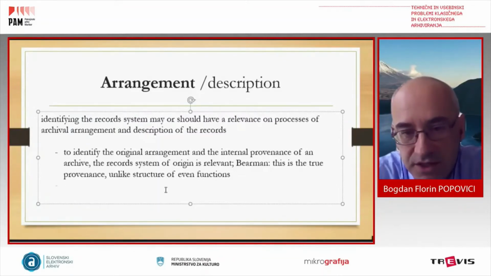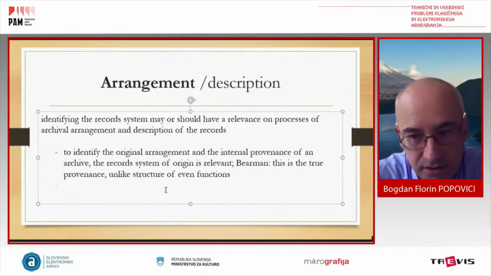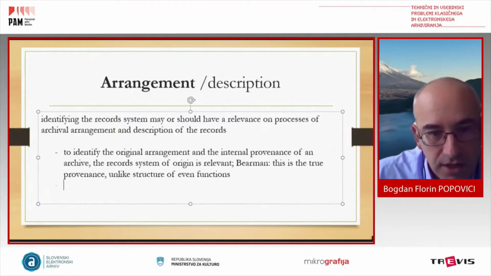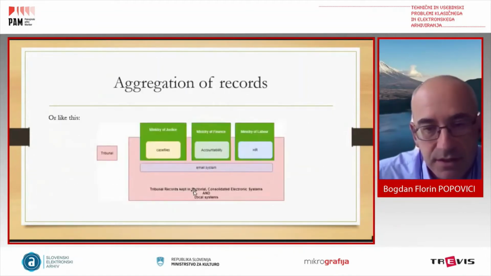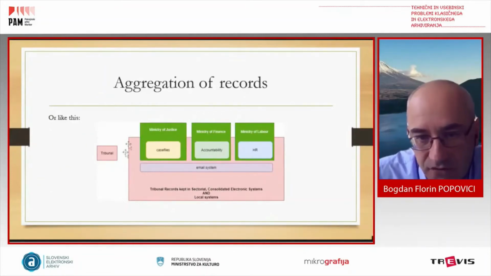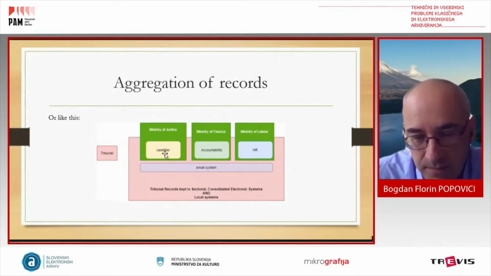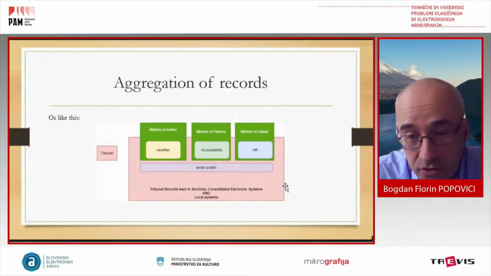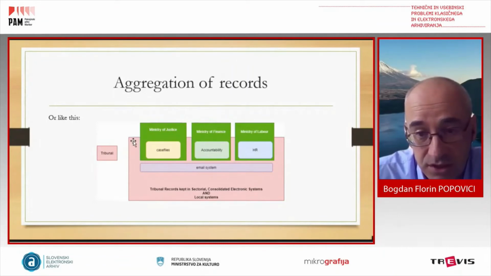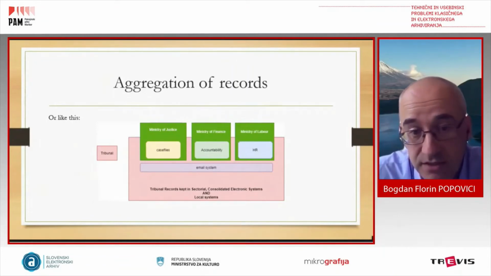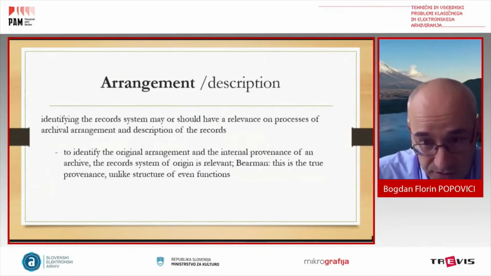First of all, if it is to identify the original arrangement and the internal provenance in an archive, the record system is relevant. I go back to the previous slide. We have in fact a parallel provenance here. Yes, we have the records that are created by the tribunal, but in fact the holder of the record is the Ministry of Justice through their system. We see the implications and we ask the question, which is the true creator of the records, which is the true creator of the fonds in this case. So these are questions that pertain to the arrangement process.